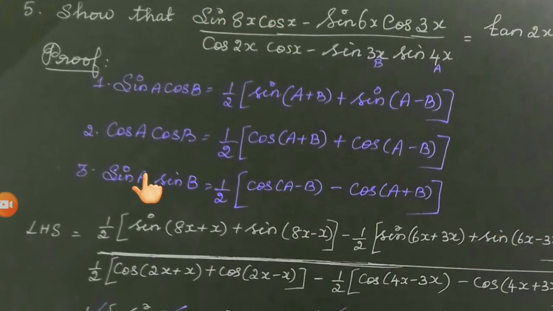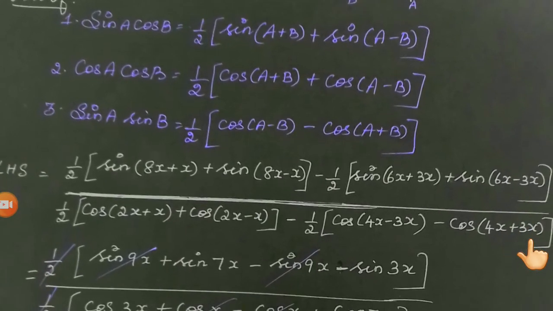In the numerator, the first term is half of sin of (a plus b), sin of (8x plus x), plus sin of (a minus b), sin of (8x minus x). Next, minus sin 6x cos 3x. The same first identity we apply: half of sin of (a plus b), sin of (6x plus 3x), and then plus sin of (6x minus 3x).